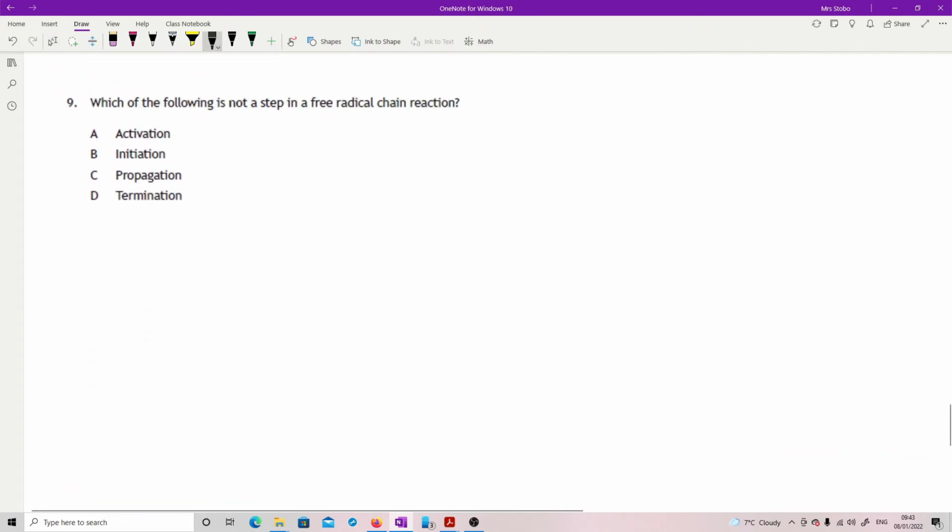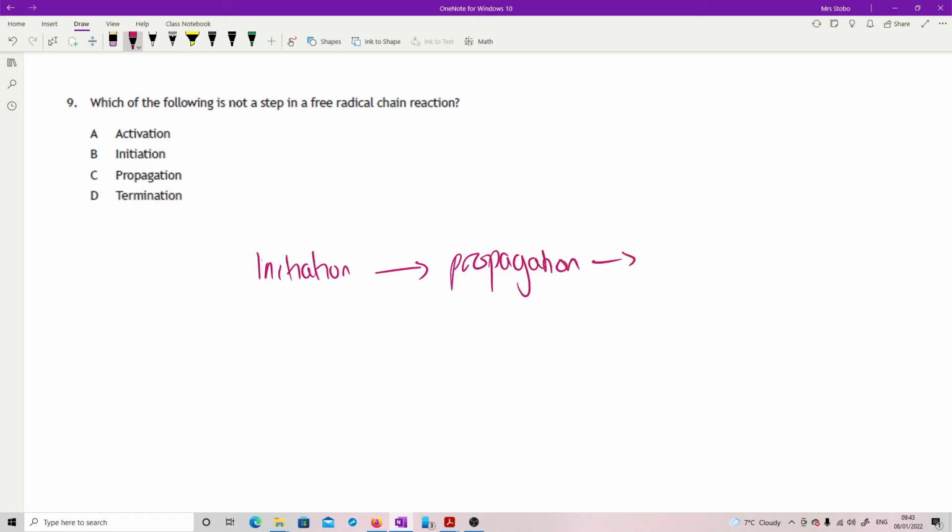Okay, which of the following is not a step in a free radical chain reaction? Okay, you need to know these. So free radical chains start with an initiation event, and then we have propagation, and then we have termination. It's possible to even skip out the middle one, but you have to start and you have to end, and activation has got nothing to do with it.